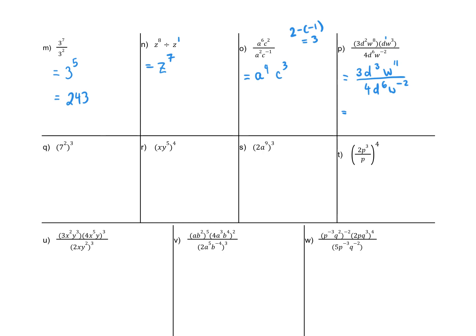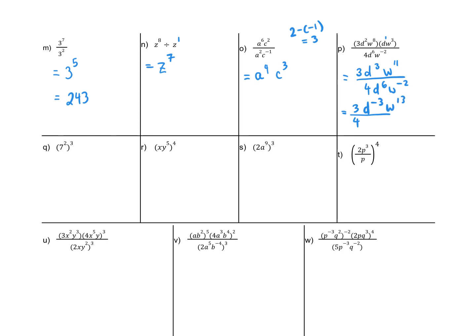Now, the 3 over 4, if I divide them, I get a decimal, which I don't want. So I'm just going to keep it as 3/4. And then I'll put the rest of my terms in the numerator or denominator. Now, depending on how I subtract my exponents, it will determine where I should put that specific variable. So for example, for d, if I do 3 minus 6, I will do d to the power of negative 3. And then for w, 11 minus negative 2, that is going to be 11 plus 2, which is 13.